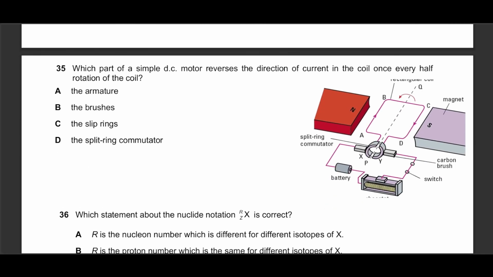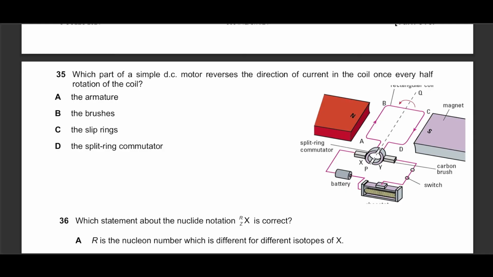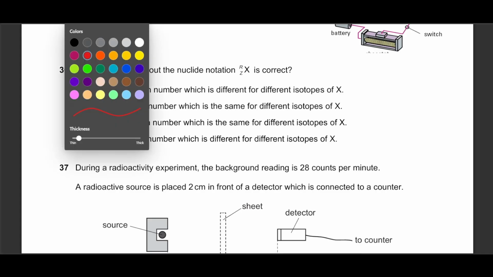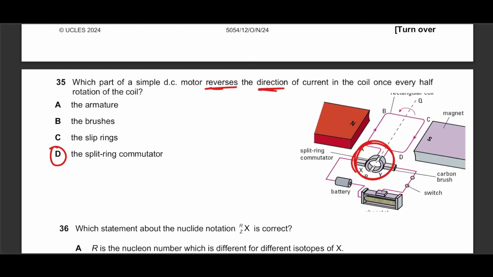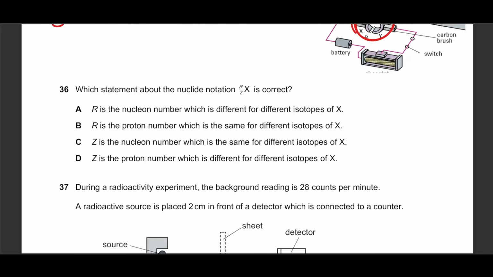Question number 35. He says it reverses the direction of the current. That's the job of the split ring commutator. Again, part D. You can go watch the video on DC motors. I've explained this in detail. Again, this question was from memory, not from logic.